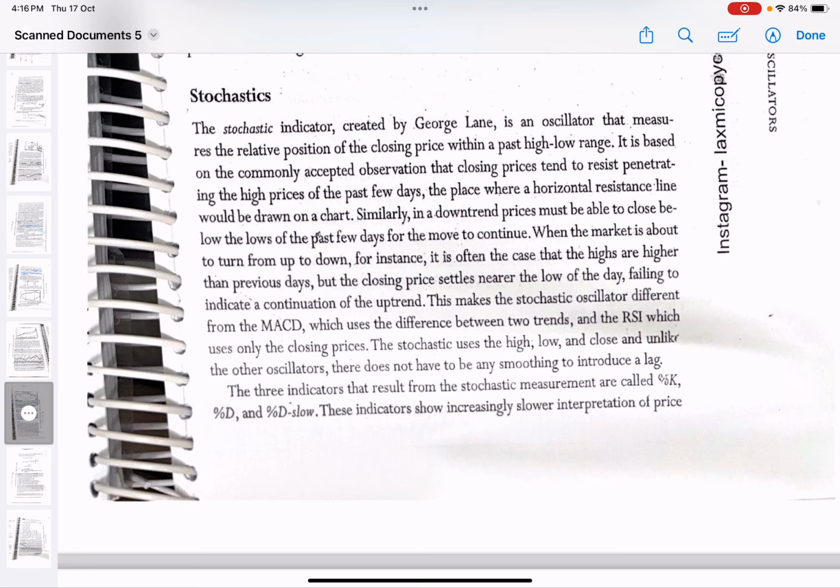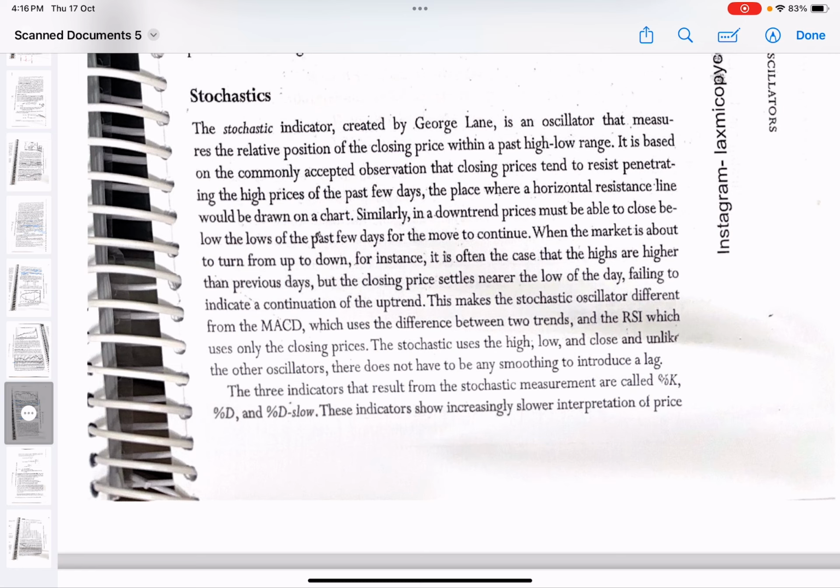Similarly, in a downtrend, prices must be able to close below the lows of the past few days. So if the price is able to close above the high of the past few days, then we can say that an uptrend has begun. And if the price is able to close below the lows of the past few days, then we can say that a downtrend is going to start. That is how we basically use a stochastic. That is the logic behind how stochastic is calculated.